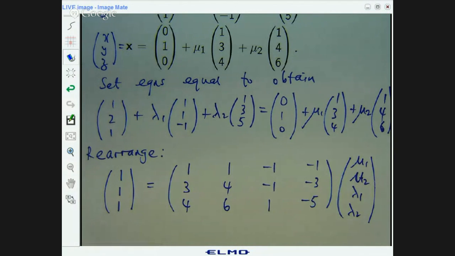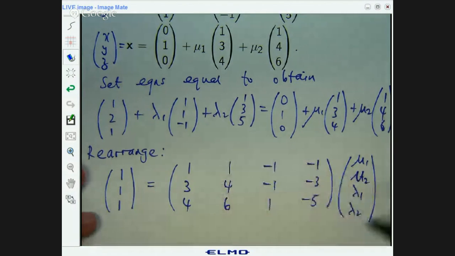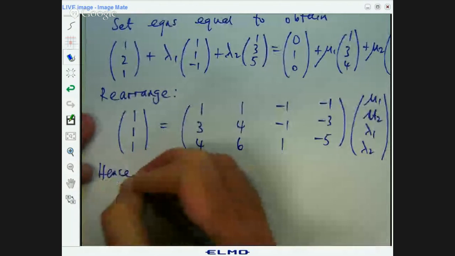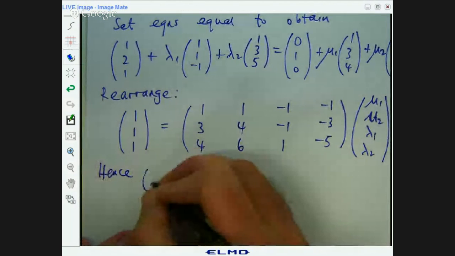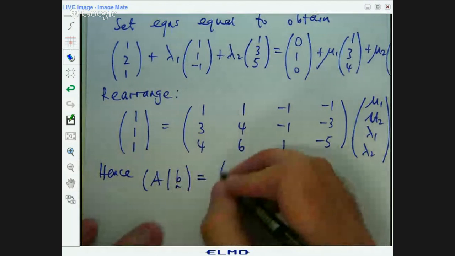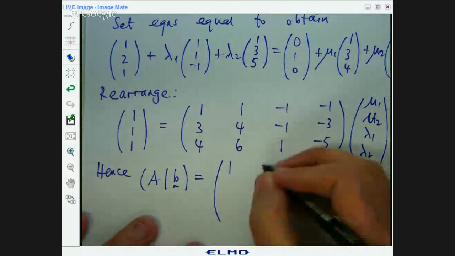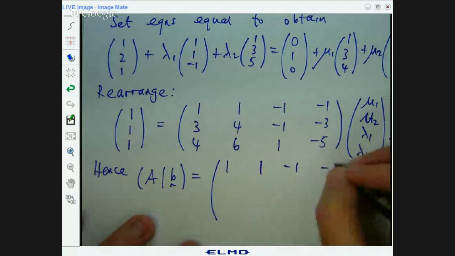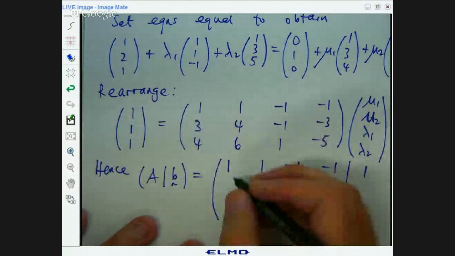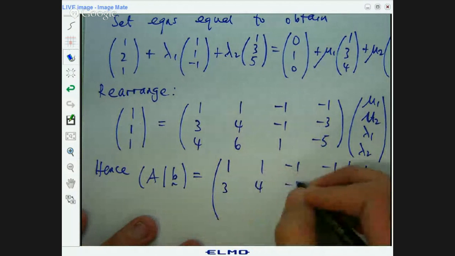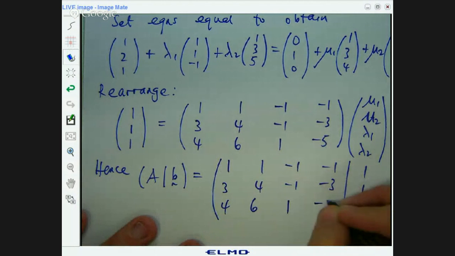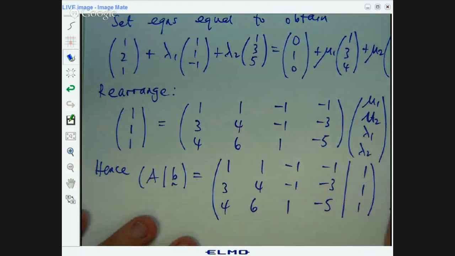Okay, so let's write this as an augmented matrix. And then we're all ready to start. All right, so 1, 1, negative 1, negative 1, 1; 3, 4, negative 1, negative 3, 1; 4, 6, 1, negative 5, 1.